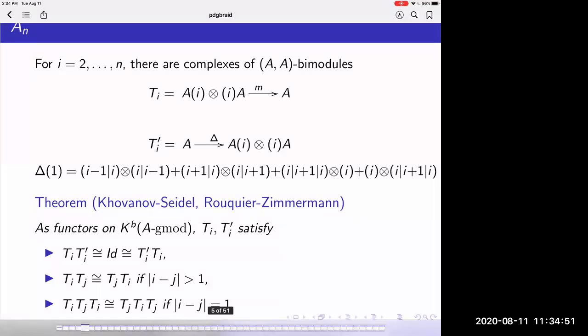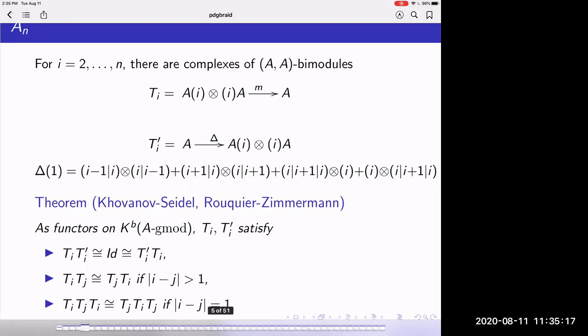And then there's a more complicated complex, T(i) prime, which goes from A as a bimodule over itself to A(i) tensor (i)A. And explicitly there's a formula given here. One has to check that this is actually a bimodule homomorphism, but it's not so hard to verify this. And I should also say that in most parts of this talk, I'm going to omit some grading shifts which occur here.